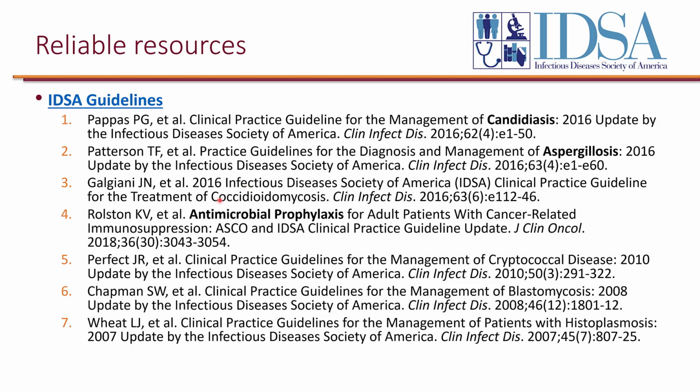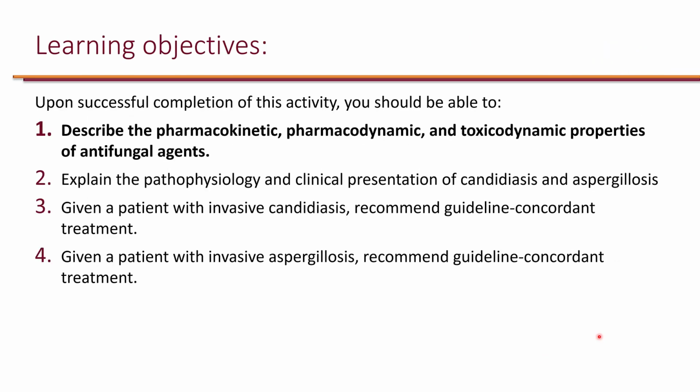Another guideline is the 2016 IDSA guideline for coccidioidomycosis. And there are a few other older guidelines. So there's the 2010 guideline for cryptococcal disease. Now, cryptococcal disease is also very common in patients with HIV, so there are also HIV guidelines for opportunistic infections that cover cryptococcal disease, and those are updated more frequently. But IDSA guidelines are actually from 2010. And there are older guidelines, 2008 for blastomycosis and 2007 for histoplasmosis.